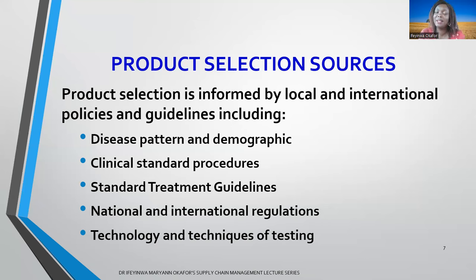Above all, you need to look at the technology and techniques of testing. The technology, is it available in your area? You don't just select a product because you like the product and you don't have the technology to actually carry the product. And then the techniques of testing. Do you have the technology to store the product and maintain the products? These are things that should be considered before you select a particular product for health sector.